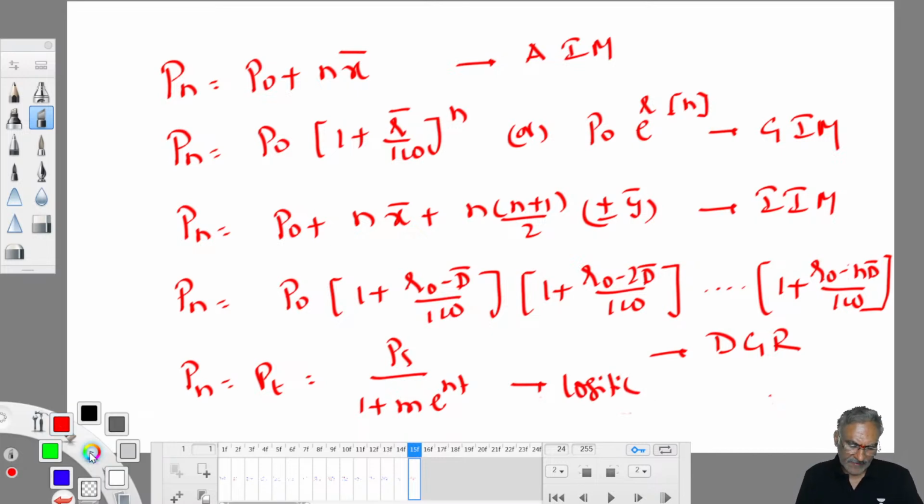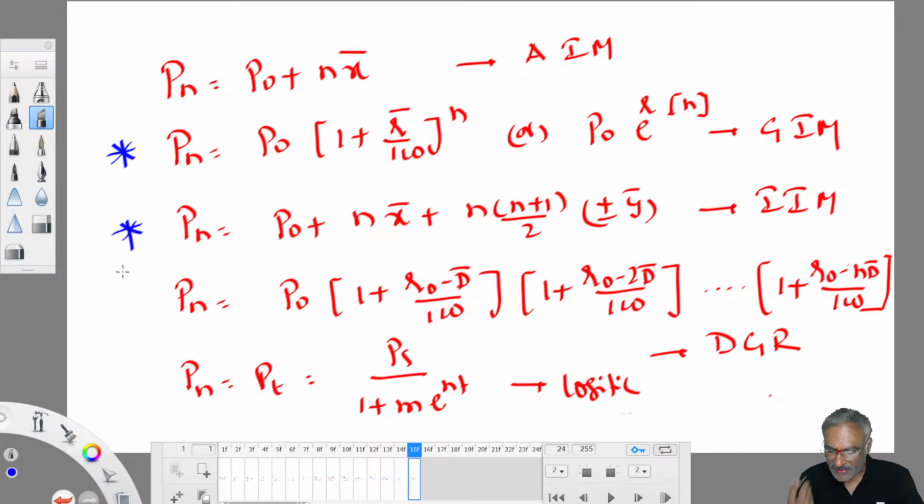Generally, if they ask any question in the GATE exam, it is between geometric and incremental. Arithmetic, even if they ask, they will keep some kind of twist. If it is the arithmetic increase method, you have to find x bar. If it is the geometric increase method, you have to find r bar. If it is the incremental increase method, you have to work out both x bar and y bar. If it is the decreasing growth rate method, you have to work out d bar. If it is the logistic curve method, you have to work out 3 components, PS, m and n, using population statistics, that population data. That's it.